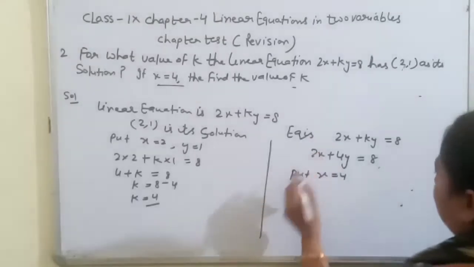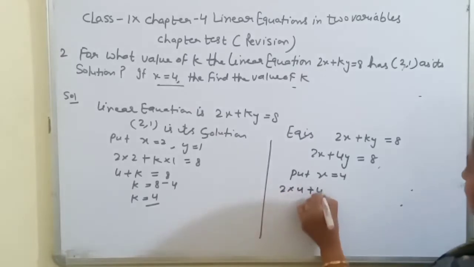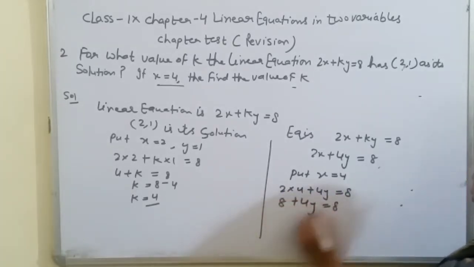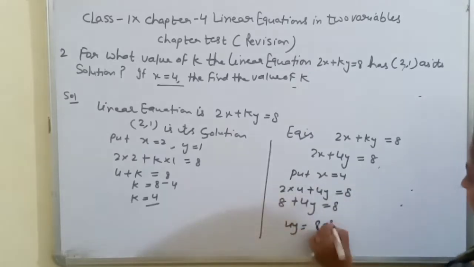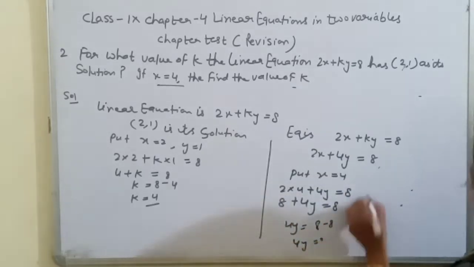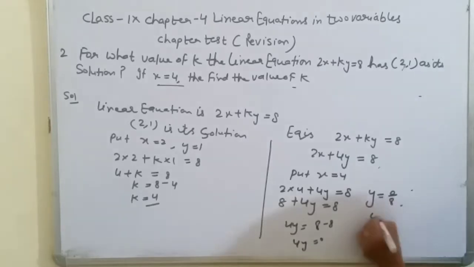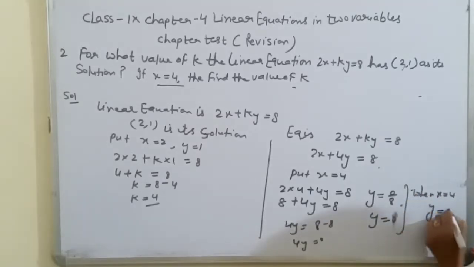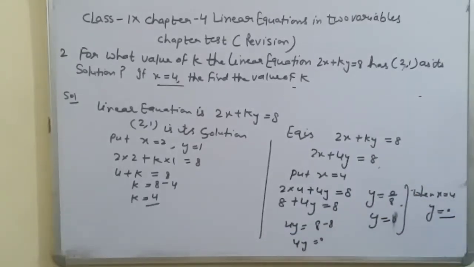Now put x equal to 4: 2 into 4 plus 4y equal to 8, 8 plus 4y equal to 8, 4y equal to 8 minus 8, this is 0. So y equal to 0 by 4, which is 0. So we can say when x is 4, the value of y is 0. Now this was our question number 2.